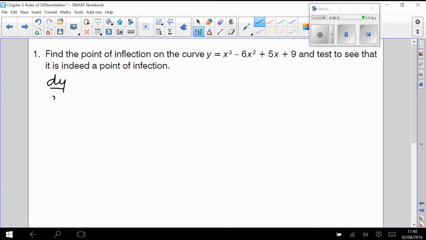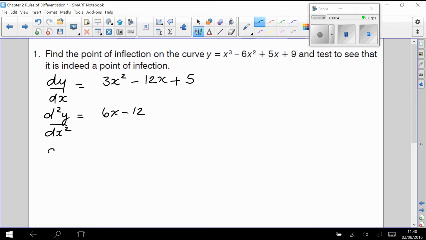So dy by dx is going to be 3x squared minus 12x plus 5. Now from this, if I find the second derivative of the function, that's going to be the derivative of the derivative, which is 6x minus 12. If I make this second derivative equal to 0, then it stands to reason that 6x minus 12 is equal to 0. And if I solve for x, I find that x is going to be equal to 2.